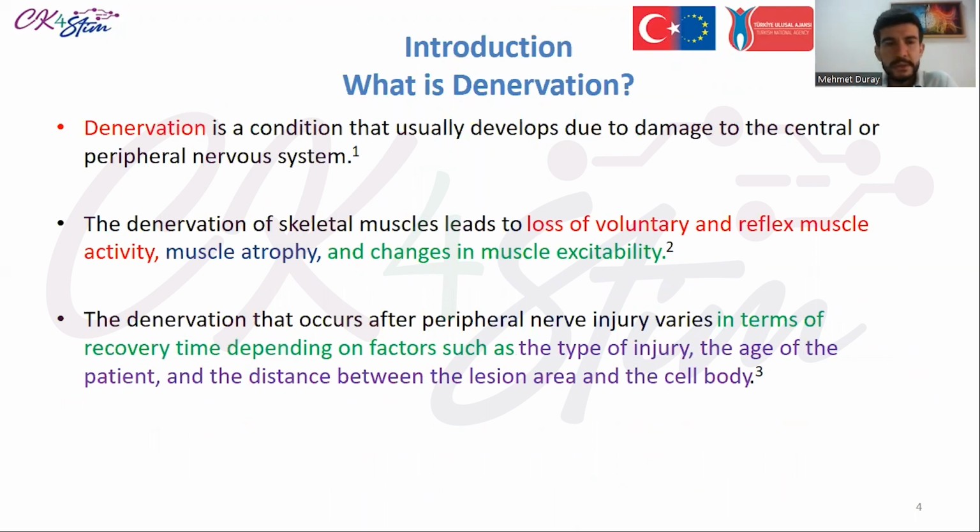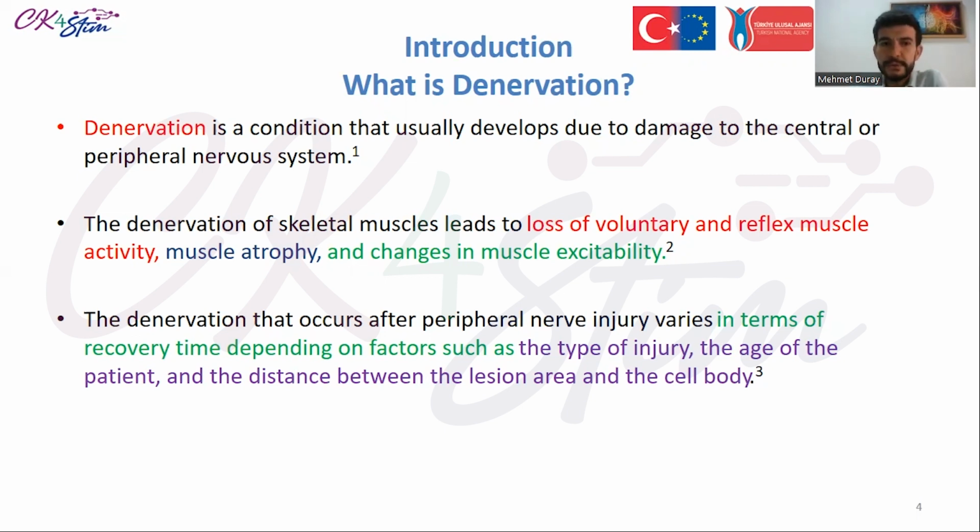Denervation is a special condition and process that develops due to central or peripheral nervous system damage. This denervation process causes especially loss of voluntary and reflex muscle activity. Due to this loss of activity, muscle atrophy and some changes in muscle stability are seen.